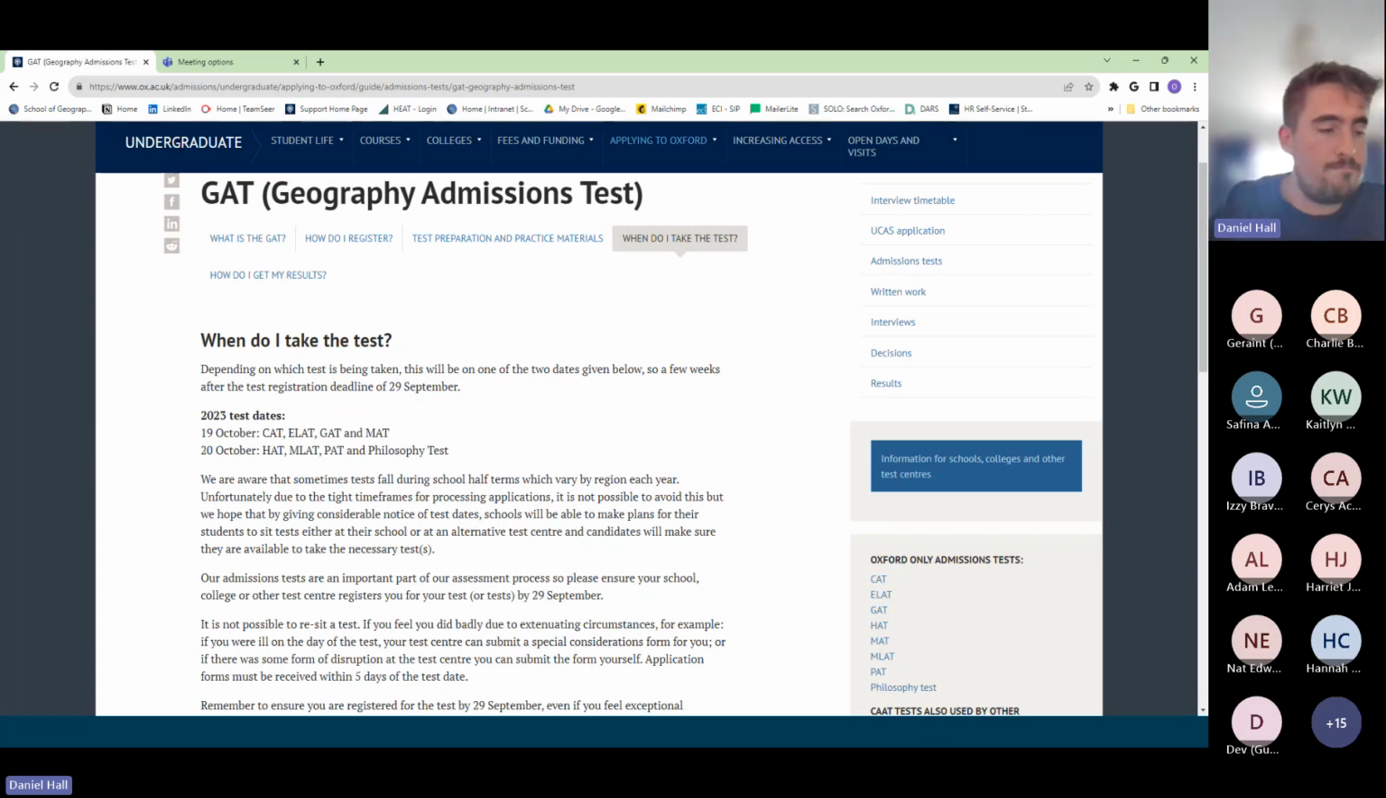Are we likely to discuss the material contained in the test at interview? No. The tutors might not have even looked at the test paper, because the tutors who are interviewing you might not be involved in marking the GAT. So they won't ask you anything about the material contained in the test. If they do, that is pure coincidence. But they won't think about the GAT at interview.